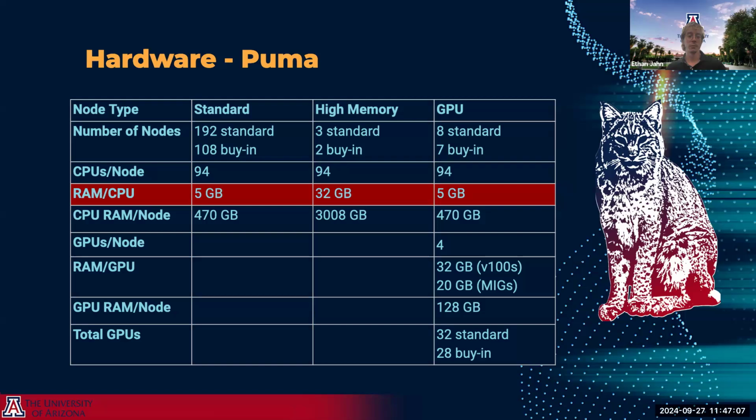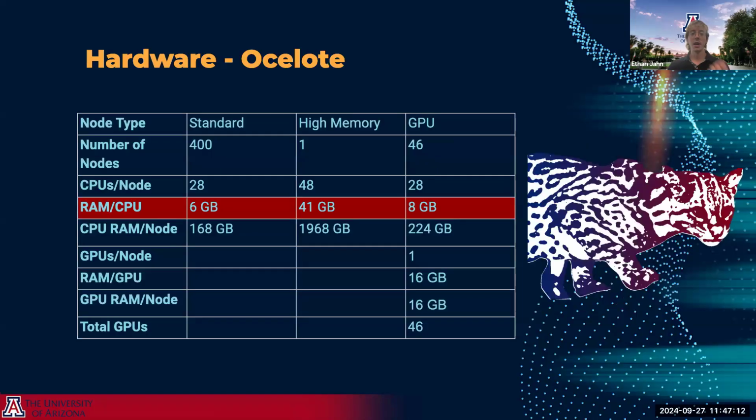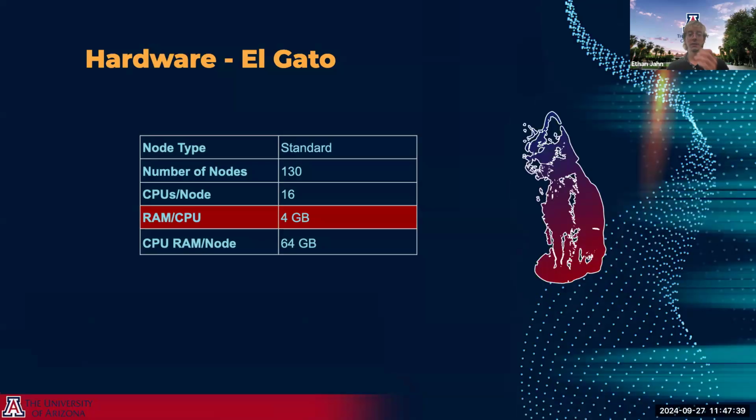Here's the hardware information for Puma, 5 gigabytes of memory per CPU on a standard node. Going to Ocelote, we have different values here. So a standard node, you have 6 gigabytes. So this is why you would need to make sure to tailor your resource request to the cluster that you're submitting to. If I have a job that I submitted on Puma and I want to move that over to Ocelote, I have to redo my memory request in order to make sure that it matches the values for Ocelote. And then same thing for El Gato, slightly different values for these here.